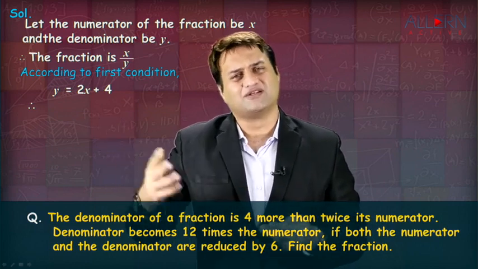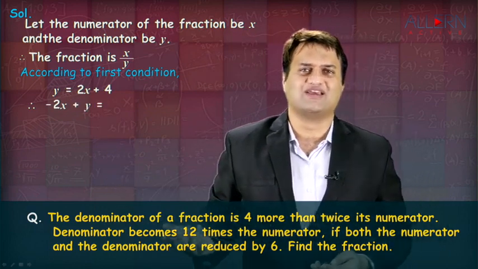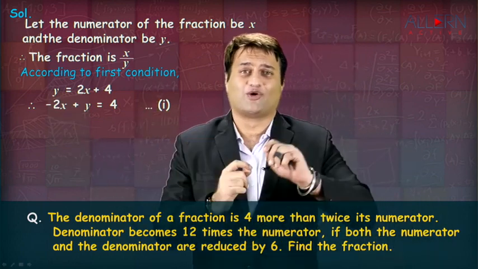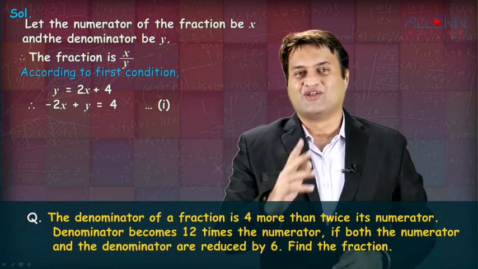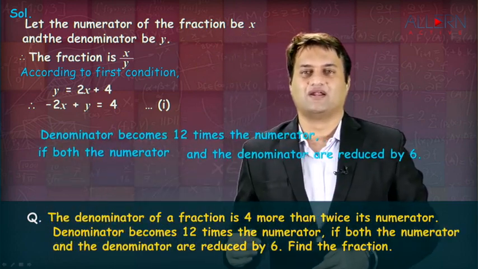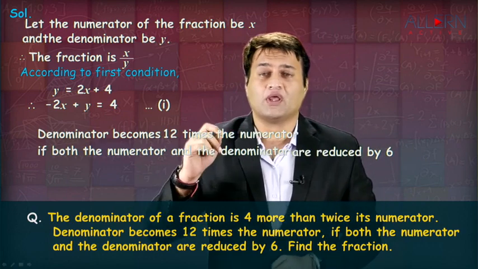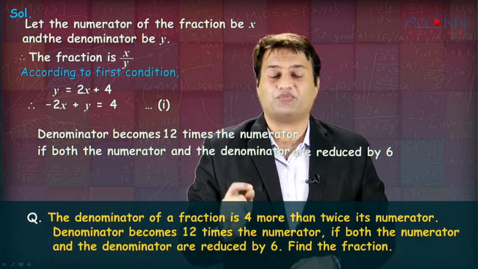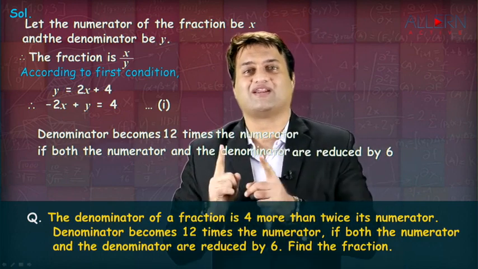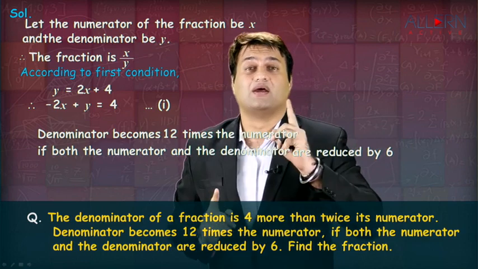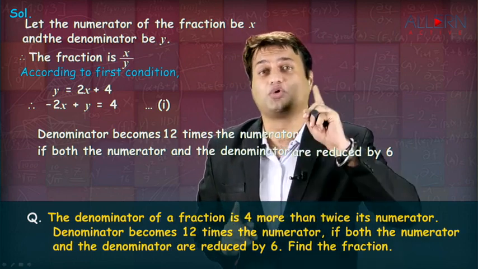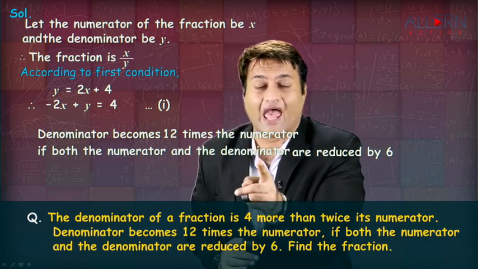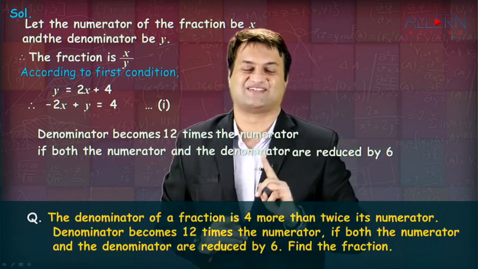You can keep it as it is or write it in the form of minus 2x plus y is equal to 4. The choice is yours. Let this be equation number 1. And don't forget to write according to the first condition, right? Now, let us see what is the second condition. The second condition is very important this time. Denominator becomes 12 times the numerator if both the numerator and the denominator are reduced by 6.